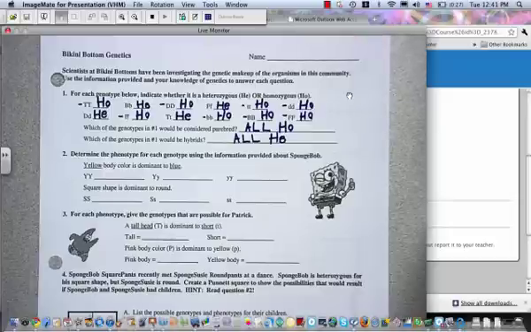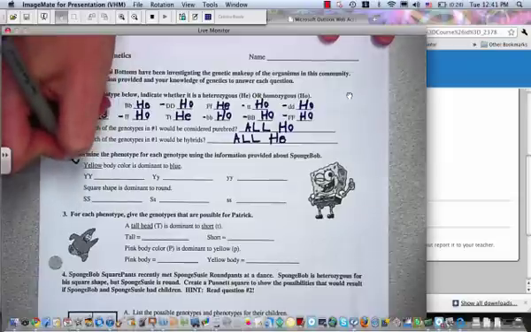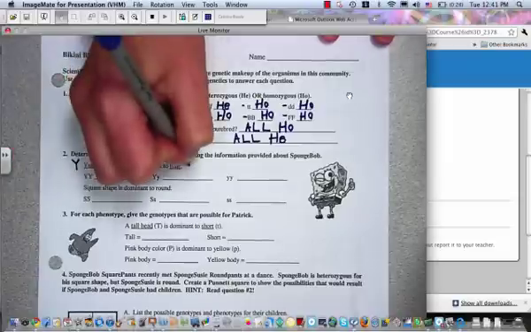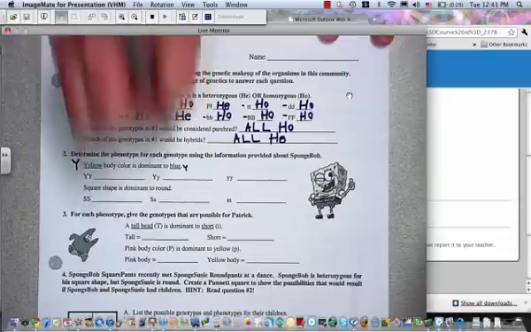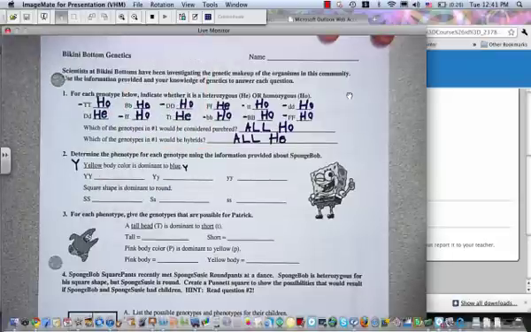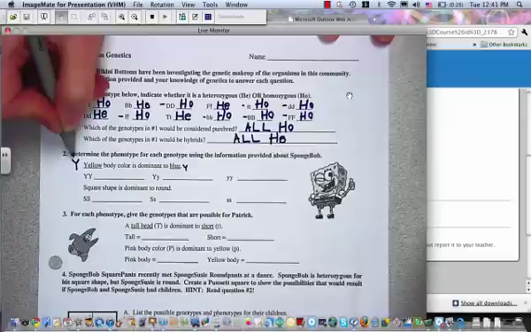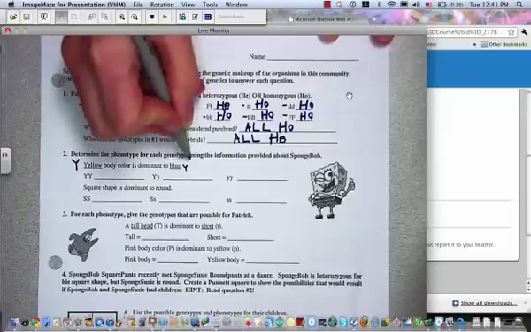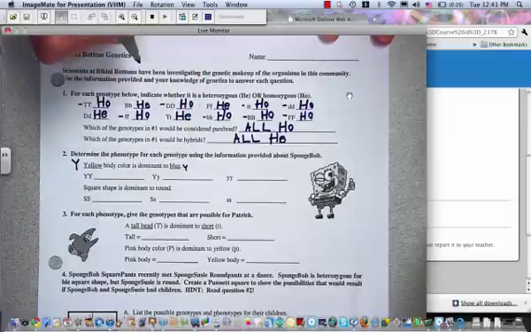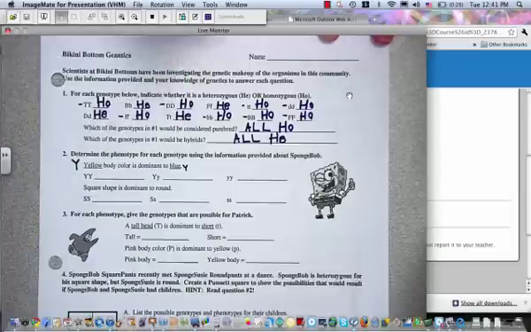Two, determine the phenotype for each of the following using the information provided about SpongeBob. Yellow is dominant to blue. So yellow would be the capital Y, blue would be the lowercase y. So whenever you have a capital Y, it has to be an organism that's yellow. If there's a capital and a lower, it would be also yellow. The only time you would get blue is if you had two lowercase y's.